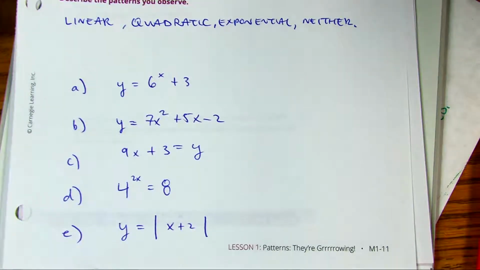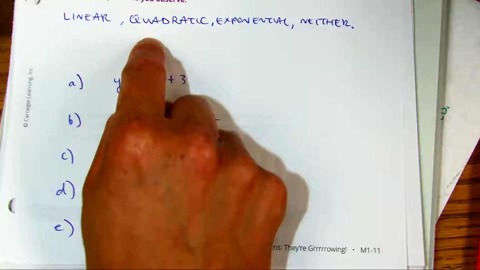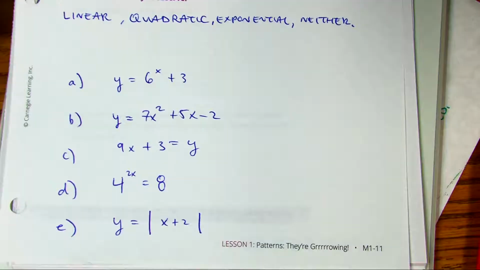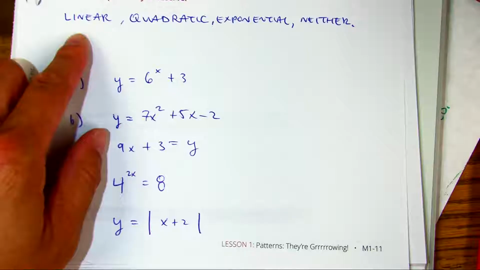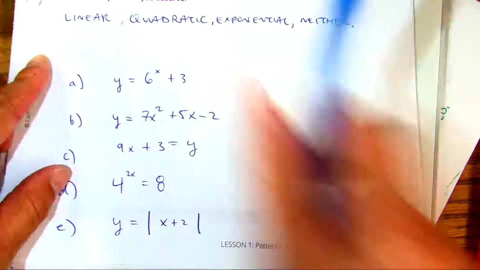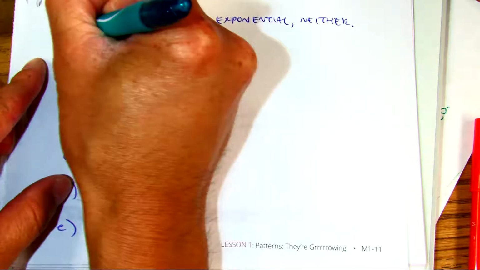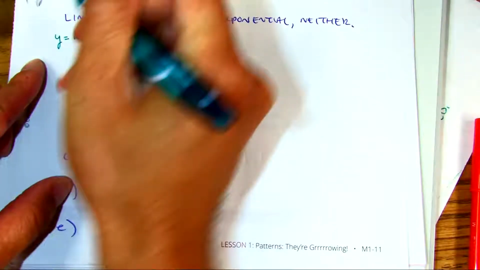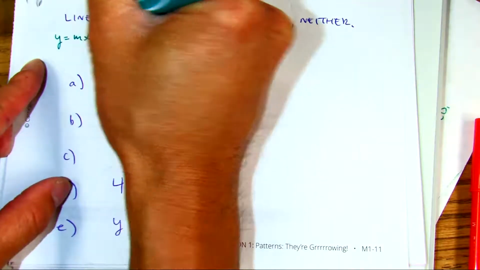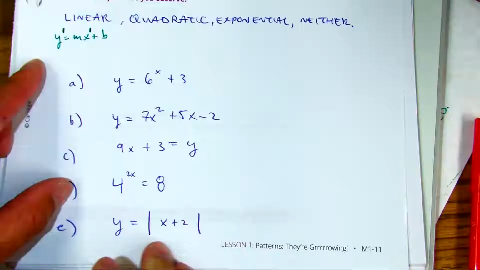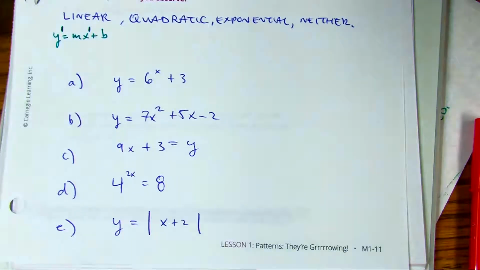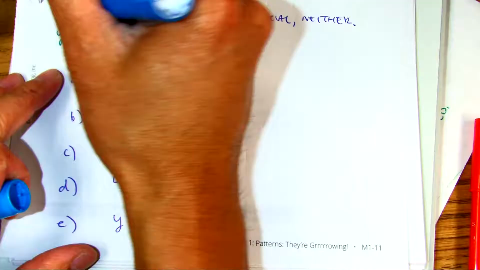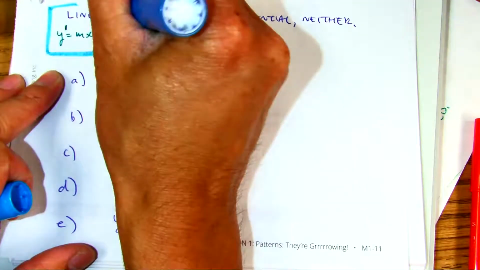Alright, we're supposed to figure out if these are linear, quadratic, exponential, or neither. What is linear? Linear has the form y equals mx plus b. What's the big idea for linear? The x is to the first power and y is to the first power. So let's locate all of those that have an x and a y in it.